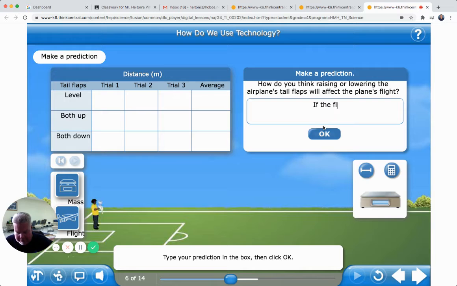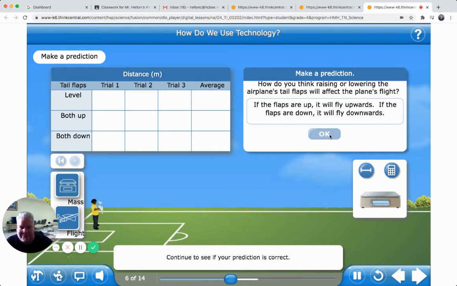If the flaps are up, it will fly upwards. If the flaps are down, it will fly downwards. I don't know if that's right or not, but that's my prediction. It's what we're going to test and see. That's what scientists do, right? Continue to see if your prediction is correct.